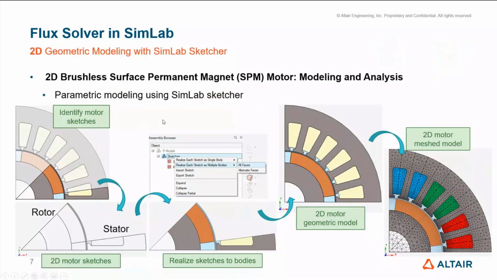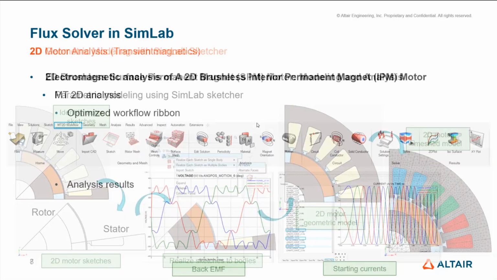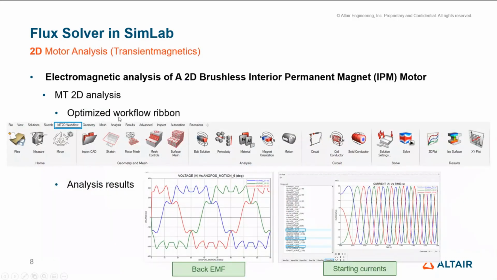Let's take a quick look at what it looks like if a user wants to run an analysis in SimLab using Flux. For the motor modeling, he can use SimLab to model a motor and then easily generate a 2D motor mesh. Then in SimLab, we worked with the SimLab team to generate this optimized workflow ribbon for the 2D analysis. We try to put more and more Flux functionality in SimLab, and today this is what is available in SimLab by using Flux.